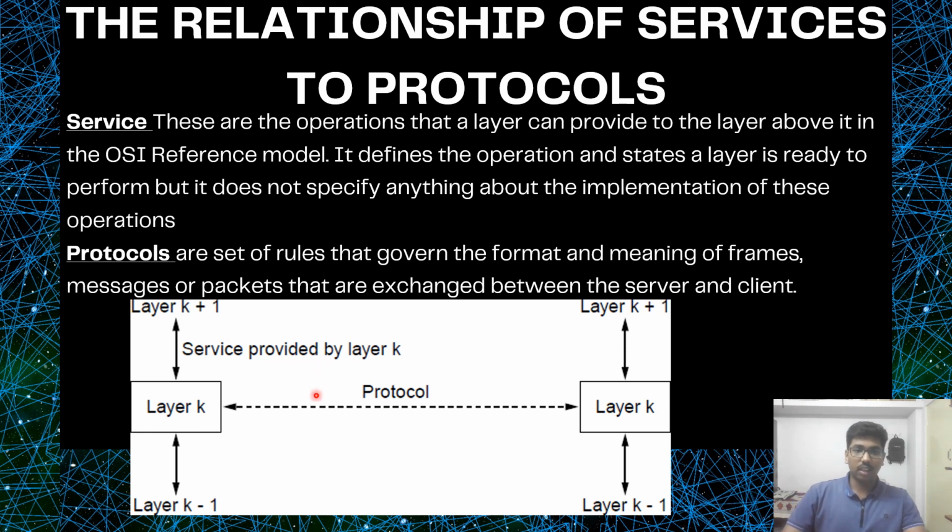So this is a simple example of the relationship between a service and a protocol. As we can see, this is the service provided by layer K, and it has a protocol, which is a set of rules, and this layer receives it.